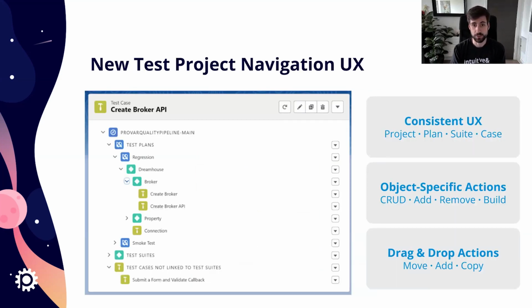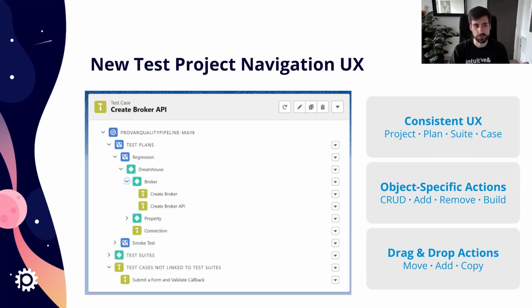Okay, let's continue. Thank you. This is one of the components of the new test project navigation user experience. Hopefully it feels familiar to all of you, especially if you use Provar Automation, because you will be used to looking at a tree of components. In Automation it is based on your file system, and here it is based on your test project. So at the top, you see the test project. I'm not looking at the header, I'm already looking at the tree.